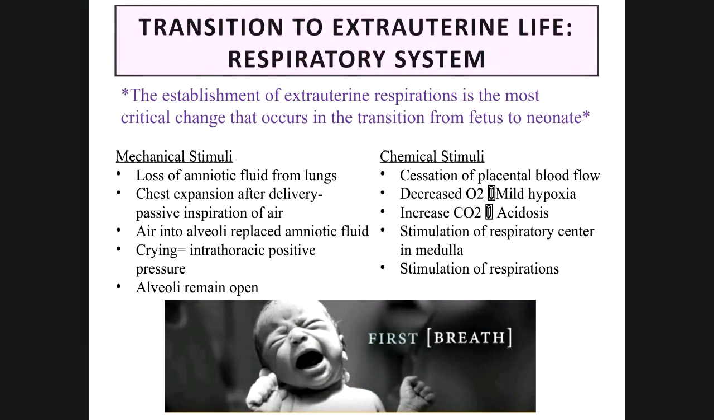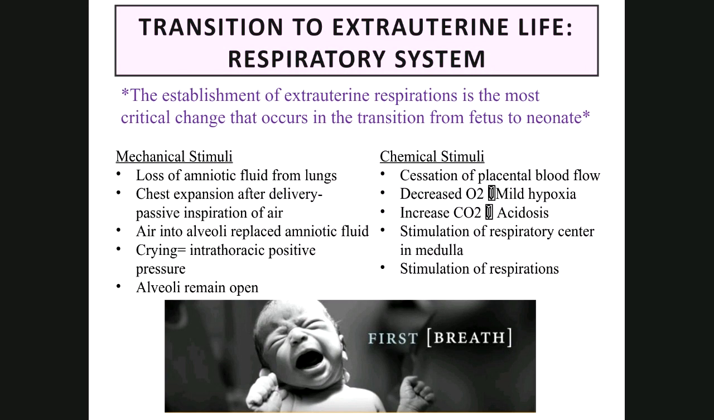When the baby is a fetus, it's inside the mom, inside the uterus, floating around in amniotic fluid, and it's not really breathing in utero. Then when it comes out, how does it take that first breath? What makes it do that? It has to get rid of this amniotic fluid. So with vaginal delivery, there's loss of amniotic fluid from the lungs due to chest expansion after the delivery, and also this squeeze that happens.